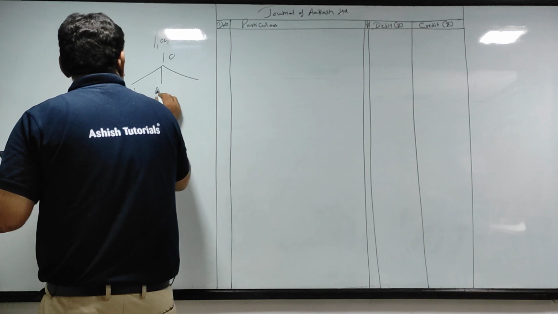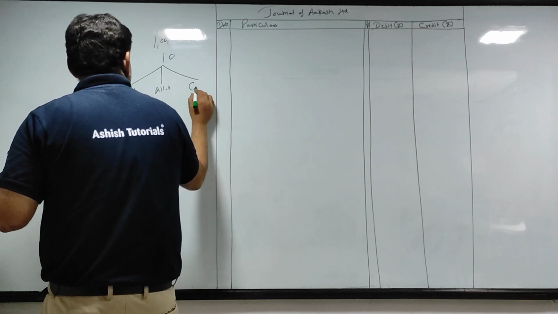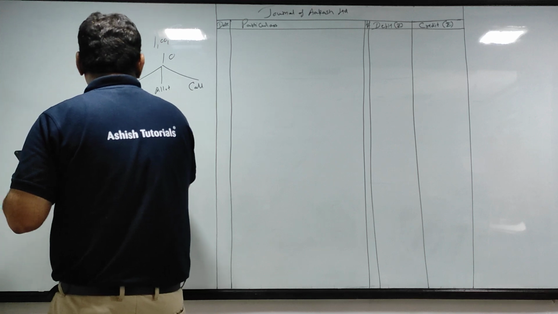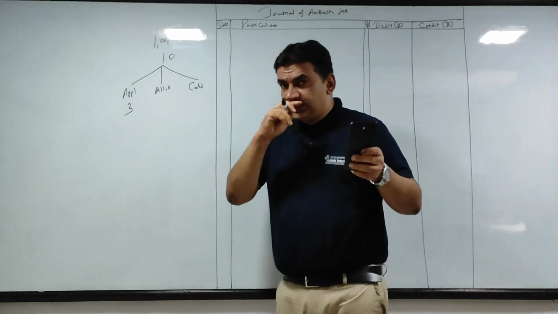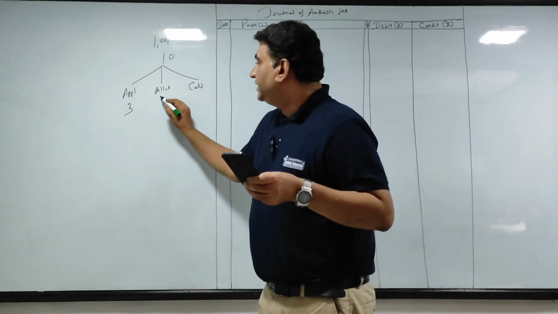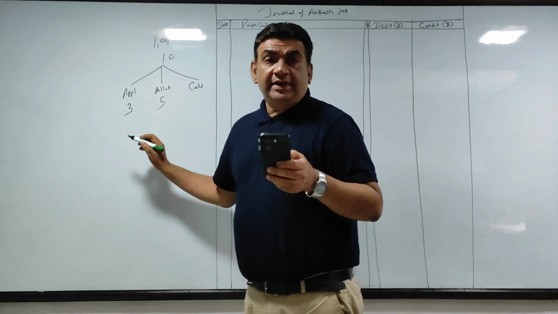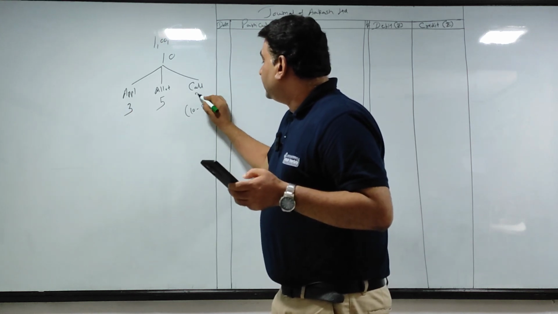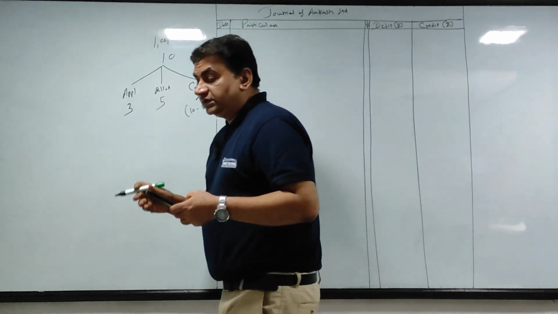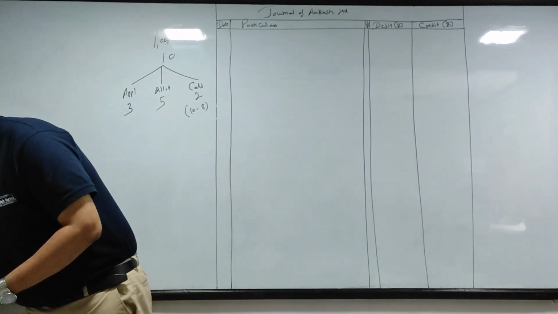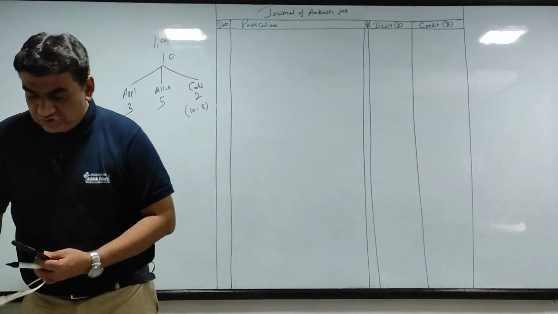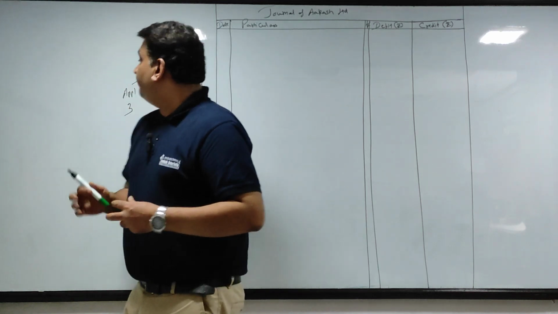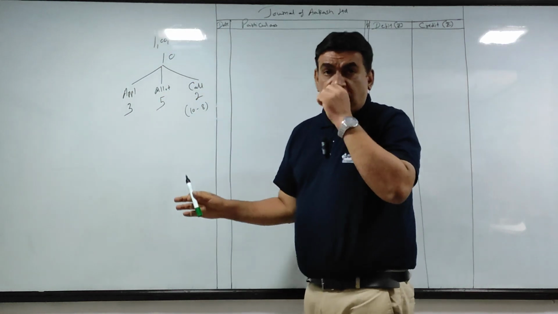Application, allotment and call. See the same example. 10 rupees one share, 3 to be paid on application, 5 on allotment. How much is that? 3 plus 5 is 8. So 10 minus 8 leaves 2. This will be on call. I have written it here, so I don't need to look at the question.